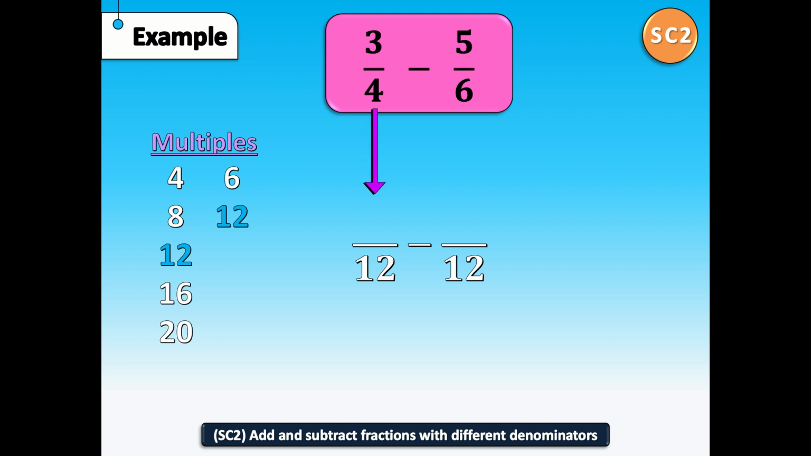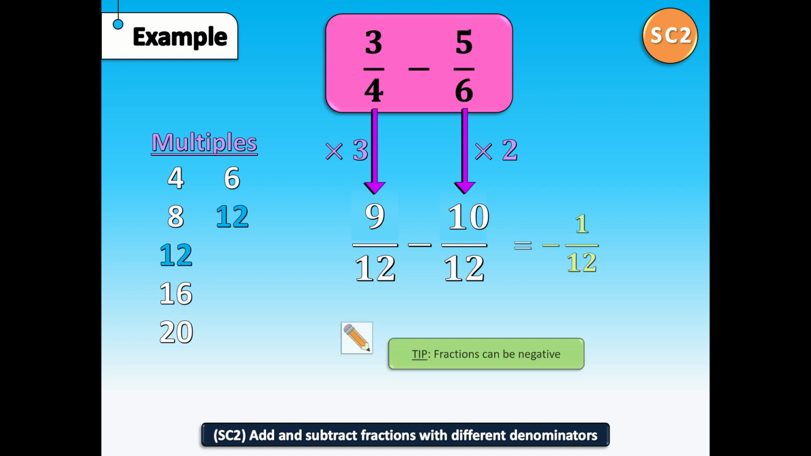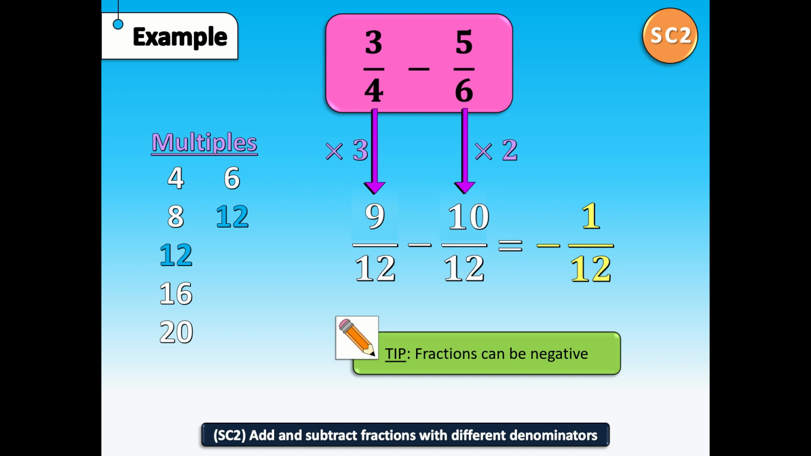So I need to think, what have I times 4 by to make 12? Well, I've times it by 3. So I need to times the top number by 3 as well. So 3 times 3 is 9. Same thing over here. What have I times 6 by to make 12? Well, I've times it by 2, so I need to times the top by 2 as well. So 5 times 2 is 10. Then the bottom number stays the same, and I just subtract the top numbers. So 9 take away 10 is minus 1. So my answer is minus 1/12.